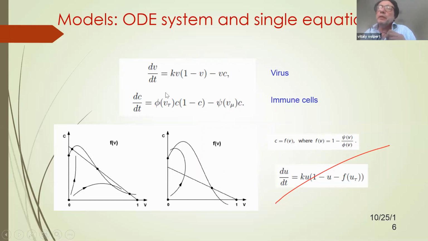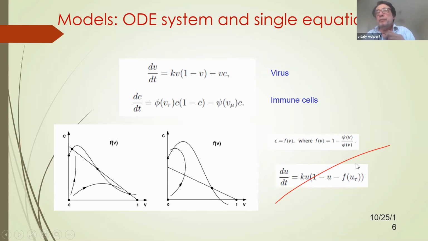But if we continue to study this model, these two equations, under some assumptions we can reduce it, in fact, to the single equation written here for the virus concentration. And in fact, it is a single delay equation. So what we have here, this u minus u, this is virus reproduction, and minus f(u(t-τ)) is how this virus is eliminated by immune cells.